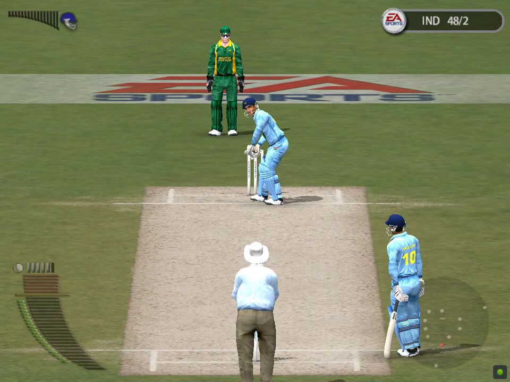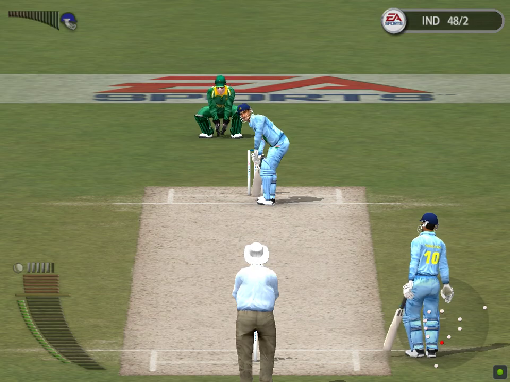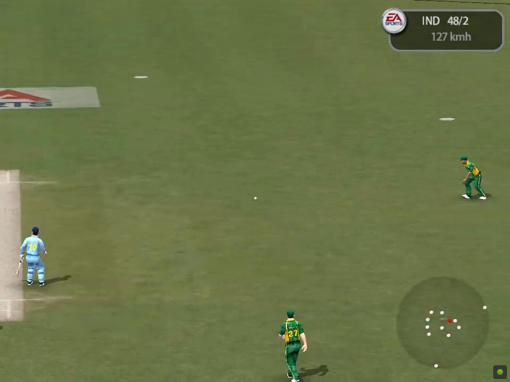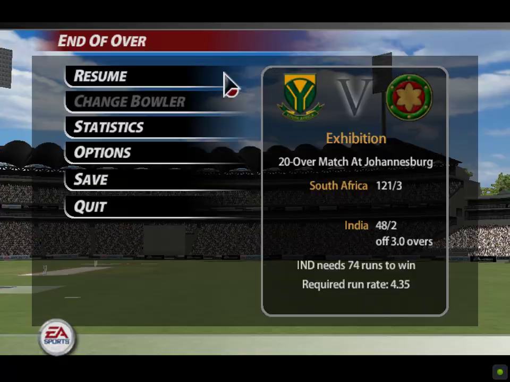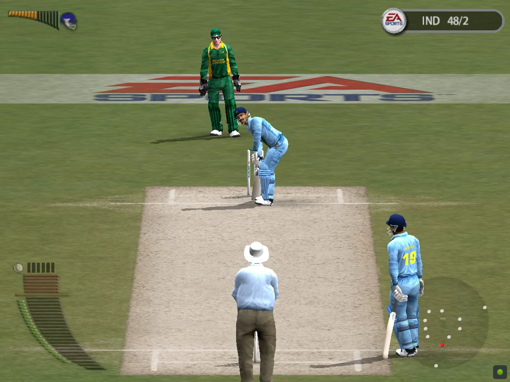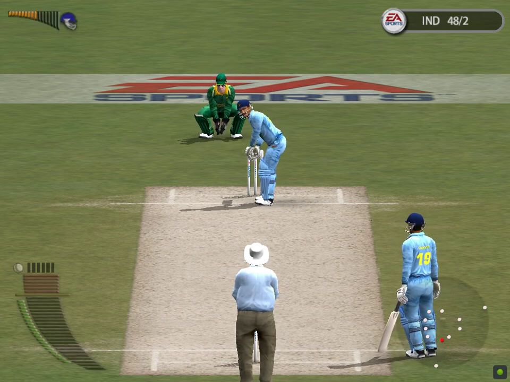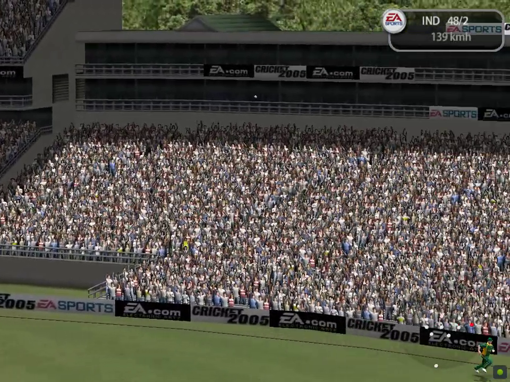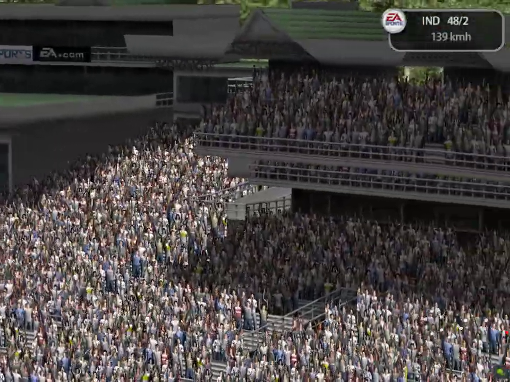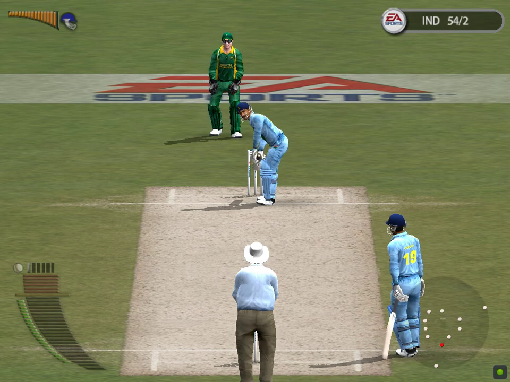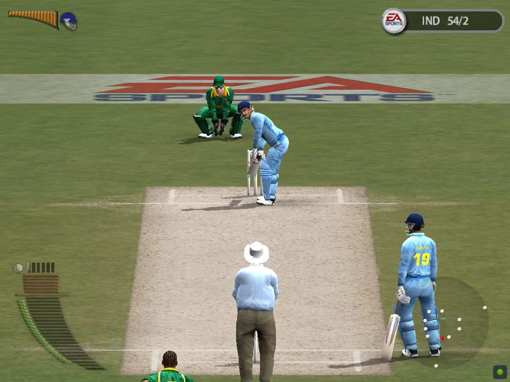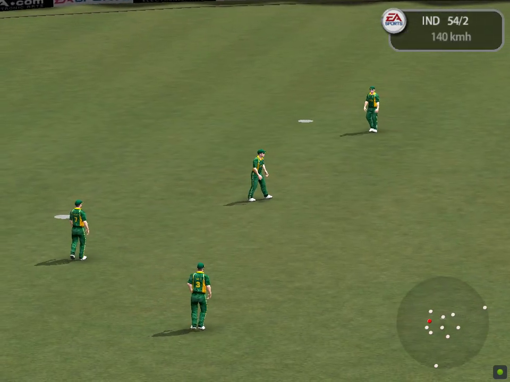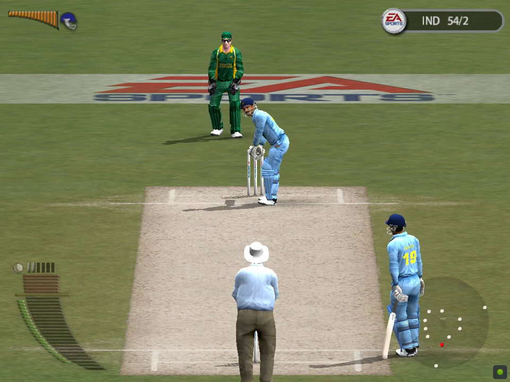Pollock continues. And the end of the over. Tendulkar facing. Good runs here. He's got hold of that one. Now let's see the action replay of that. It's straight at Smith. Tendulkar waiting at the striker's end.